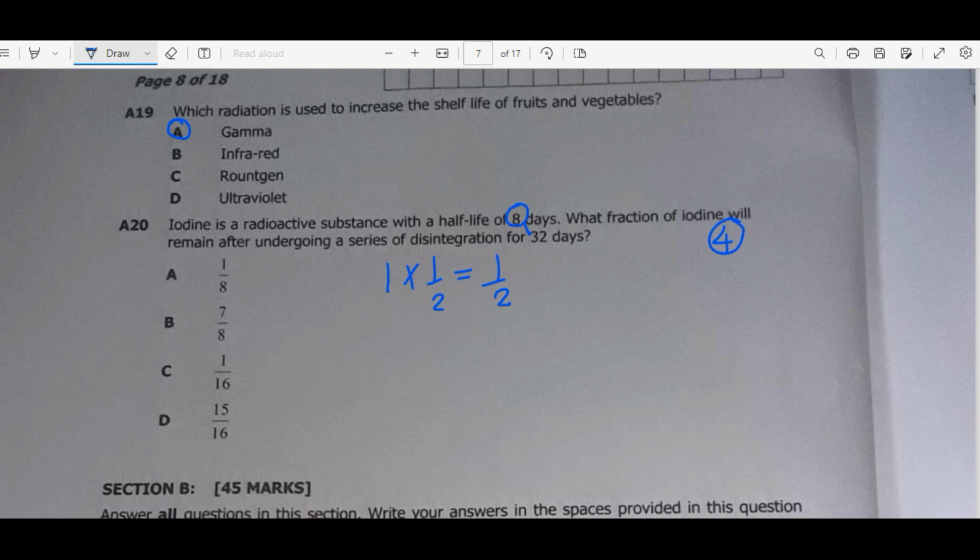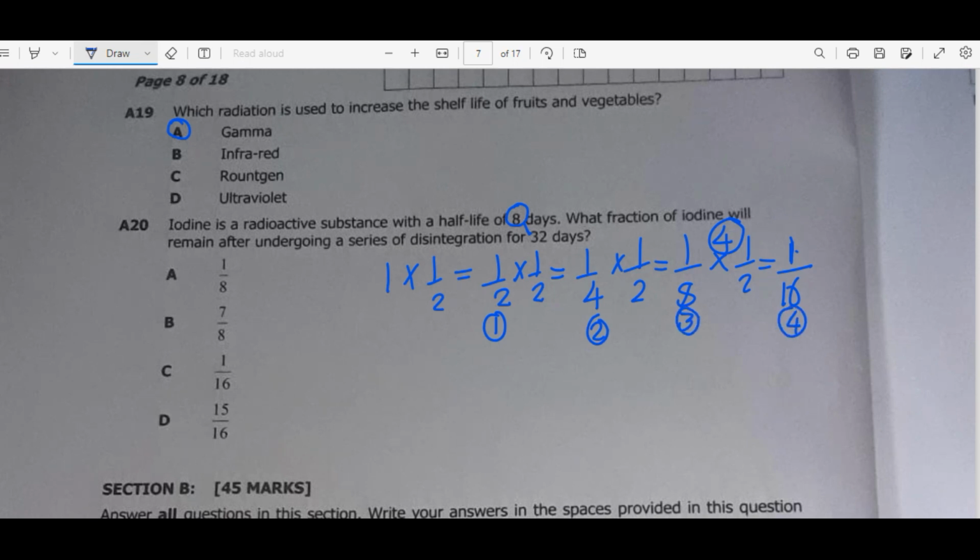This iodine passed through 4 decays to reach that. So the first decay is half times another half, which is 1 over 4. Second decay, times another half, which is 1 over 8, times another half, which is 1 over 16. So first decay, second decay, third decay, fourth decay. The fraction is 1 over 16, which is C. So this is how we can answer this question.